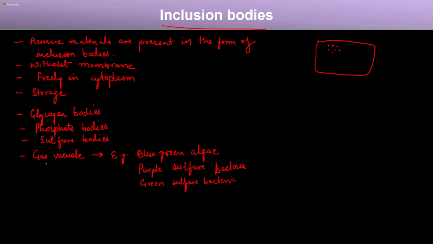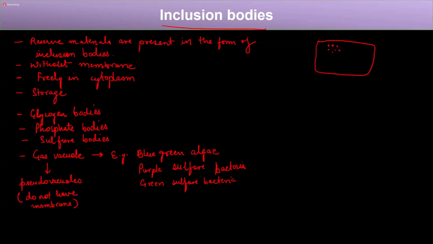Now, one more important thing: these gas vacuoles are called pseudovacuoles. Why are they called pseudovacuoles? Because they do not have a membrane. Because of this, inclusion bodies such as gas vacuoles are called pseudovacuoles. Okay, so we have seen what gas inclusion bodies are. Inclusion bodies store the reserve materials or the extra material that a bacteria has.